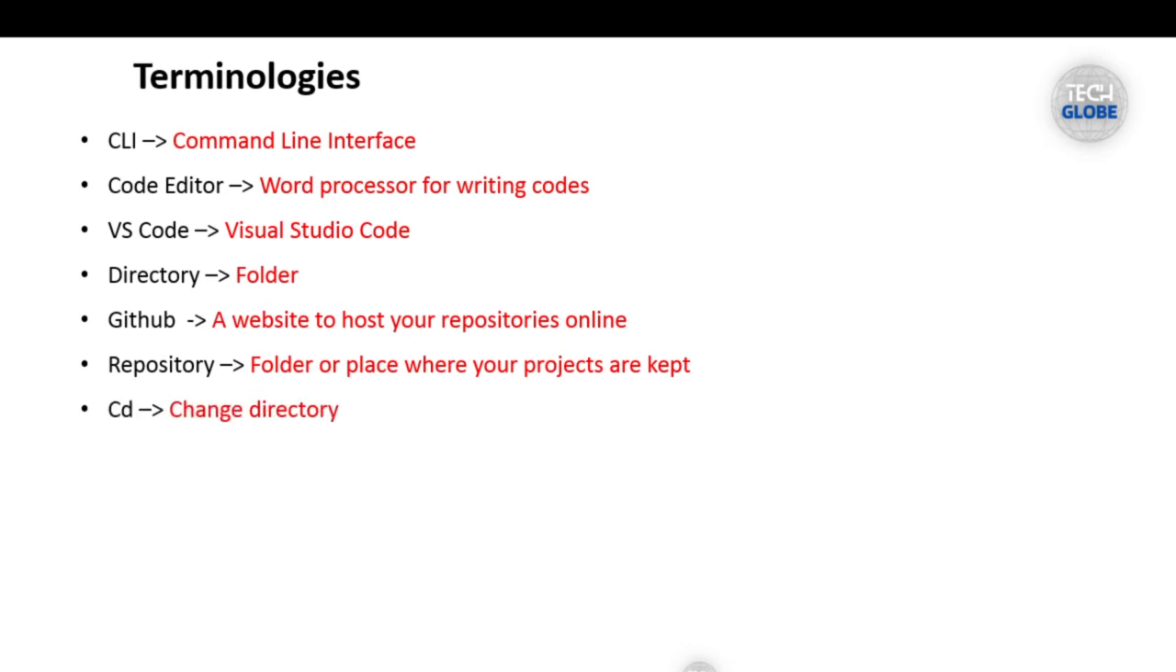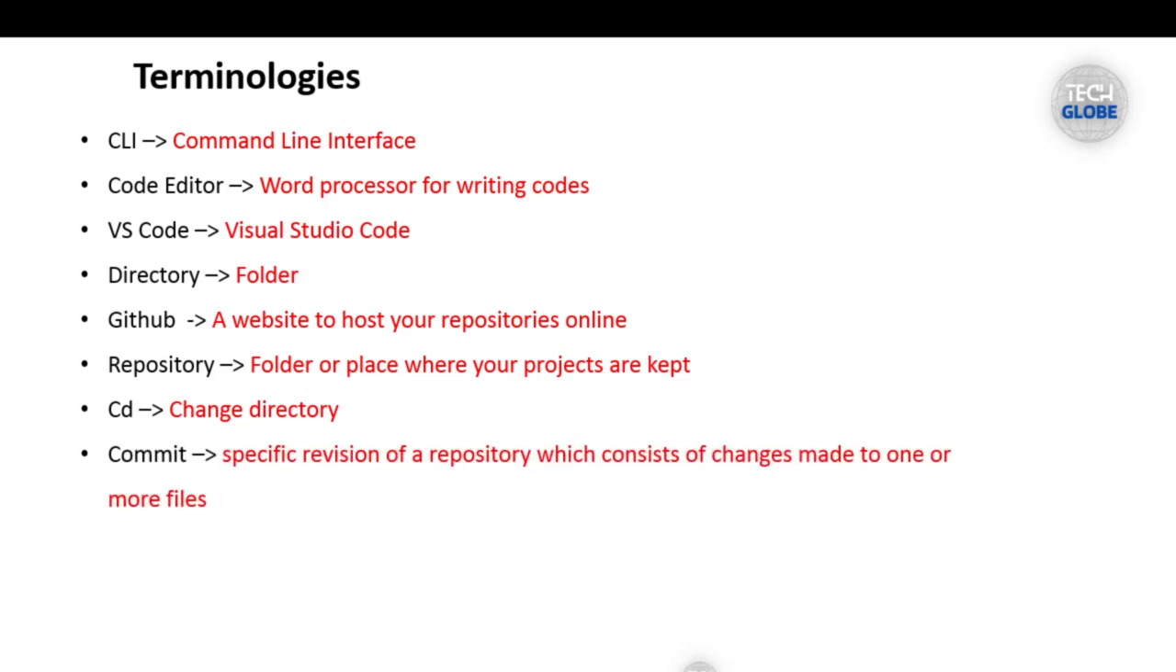Then you have CD, which stands for change directory. We'll be using a lot of that in this course. CD to change directory. Then commit, which are specific versions of your repository, consisting of changes you make to one or more files. I'll explain it better when we get to the Git commands, but just know that you have specific commits.